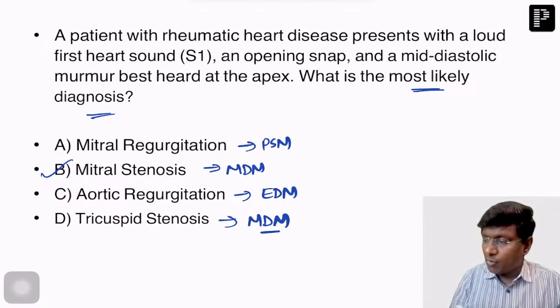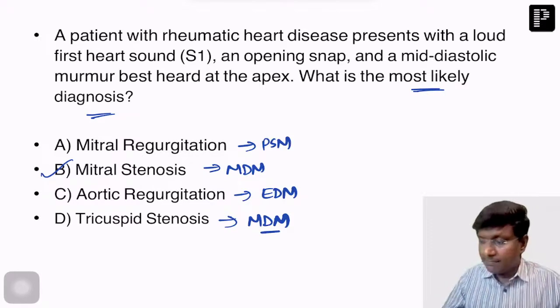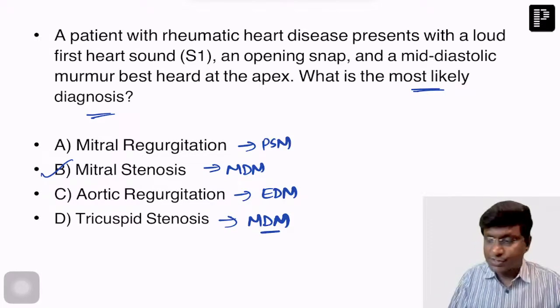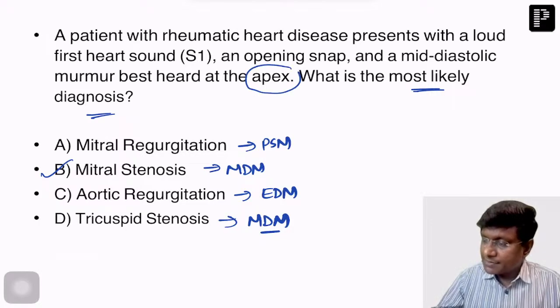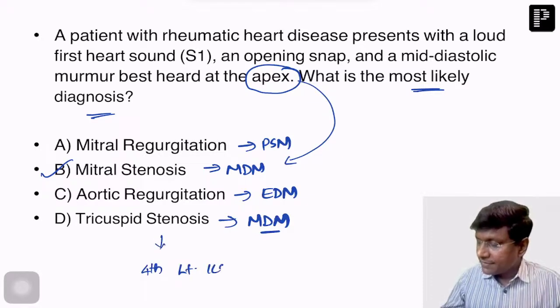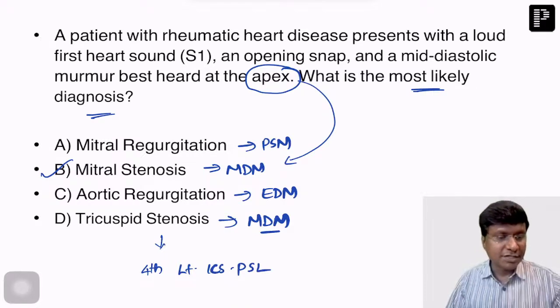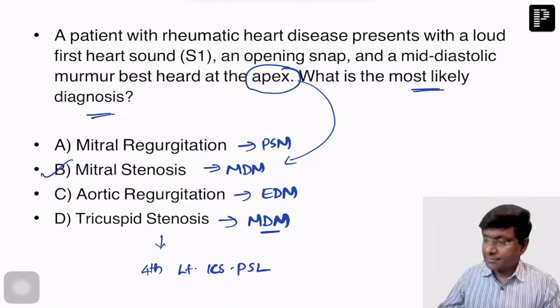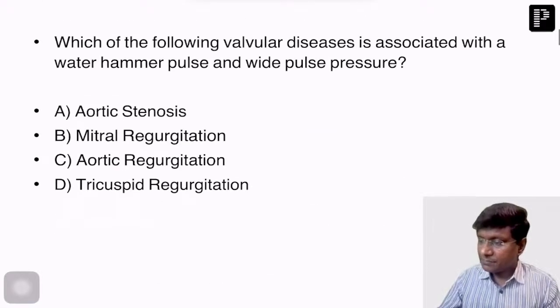But why is the answer mitral stenosis and not tricuspid stenosis? Because the murmur is heard at the apex. At the apex, the murmur is heard in case of MS, whereas in tricuspid stenosis, the murmur is heard at the fourth left intercostal space, parasternal line. Right, fourth left intercostal space, parasternal line. Okay, next question.